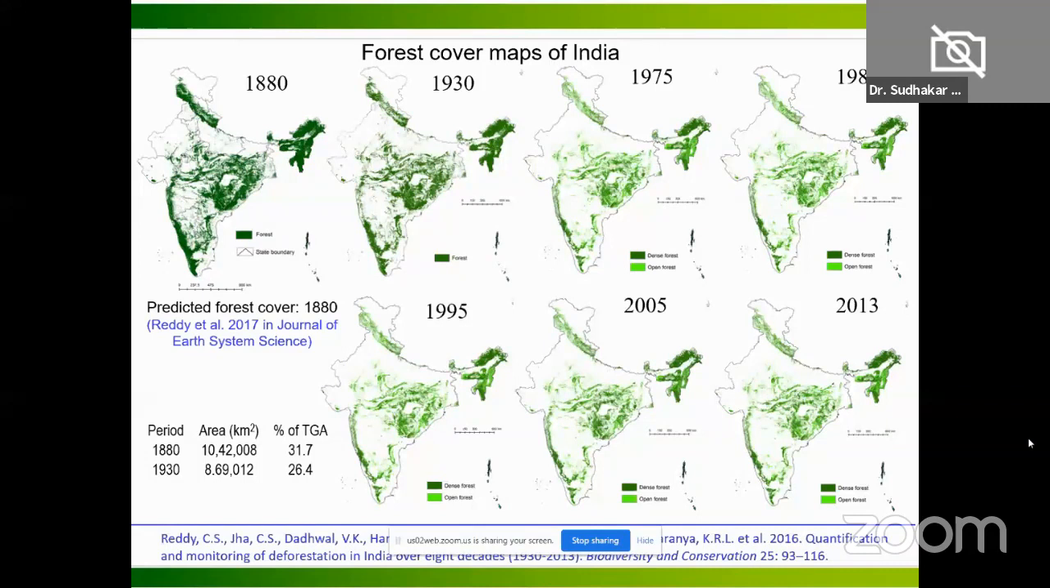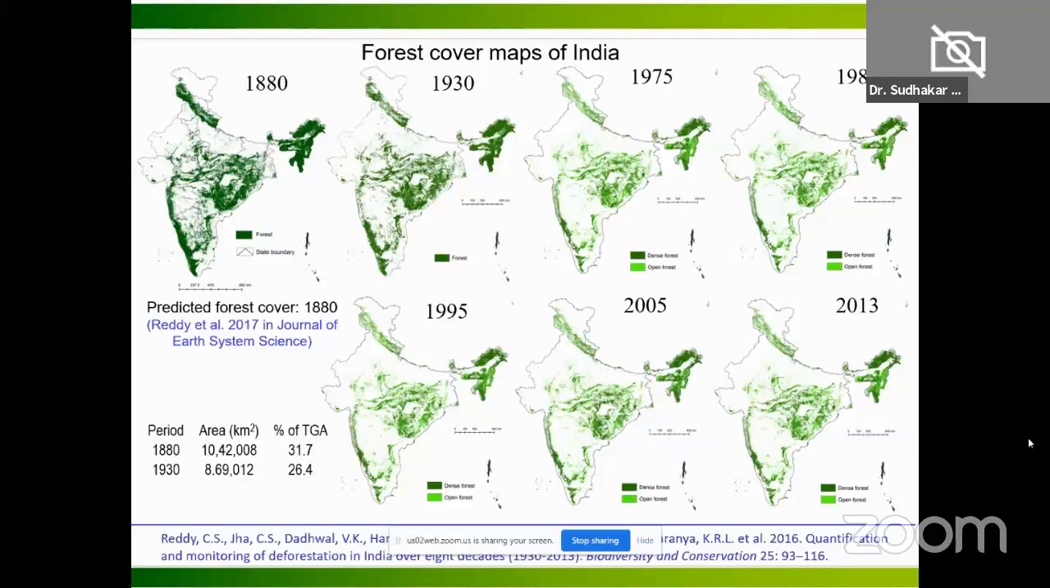We developed forest cover maps for different time periods, mainly from 1930. In 1930, we don't have any satellite remote sensing, so we used the forest cover information available from the Survey of India topographical maps done at that time. Then from 1975 onwards, we have satellite remote sensing, so we are mapping the forest cover periodically. For 1880, there is no data like Survey of India maps or satellite images. Based on trend analysis in a geographical information system, we have modeled the forest cover. It means we have predicted the forest cover for the past, like 1880.